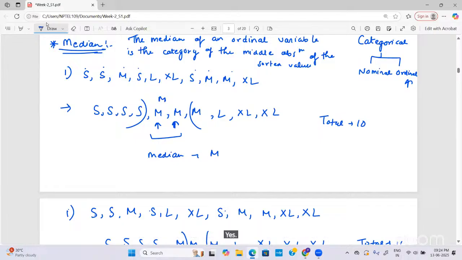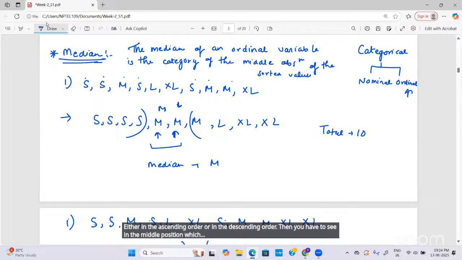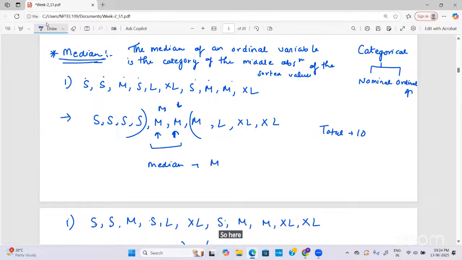See, median. Can you please mute your mic, whoever this person is? So median is the value of the category which falls in the middle position. If you have 10 data points, first we need to arrange our data in ascending or descending order. Then you have to see which category is in the middle position. Here we have an even number of observations, so these two are the middle position. These two will be your median.